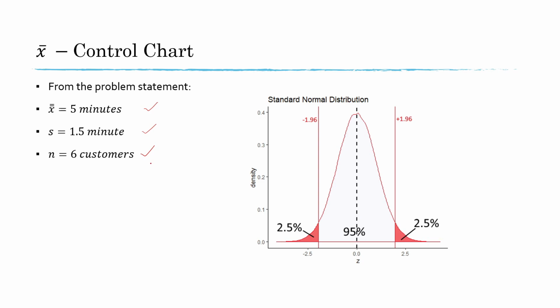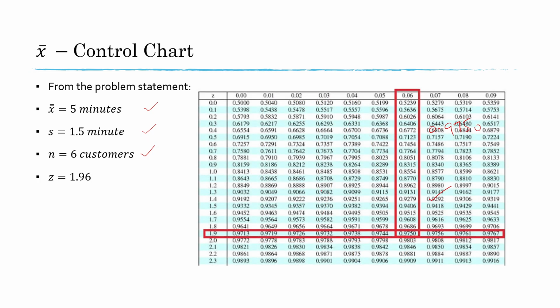Consequently, we need to find the z value in the table that leaves only 2.5% in the upper portion of the normal curve. From the table, we find that 0.9750 has a z value of 1.96. This is how we calculate that value.